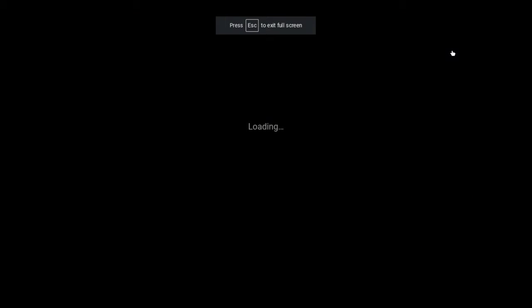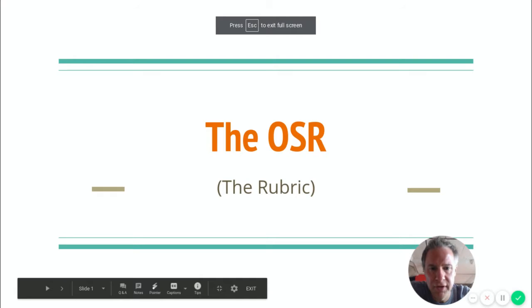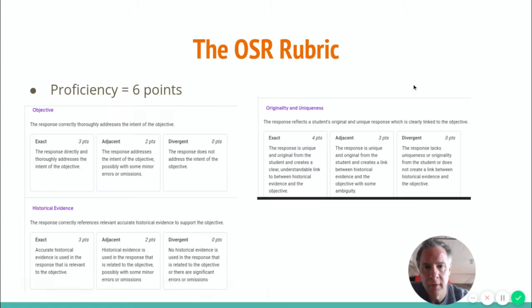Hey everyone, let's talk about the rubric for our original student response, our OSR. Like our other rubrics, proficiency is still 6 points out of 10. That's all you have to get as far as a combination goes. This rubric is sort of open-ended because everything else with the OSR is open-ended.